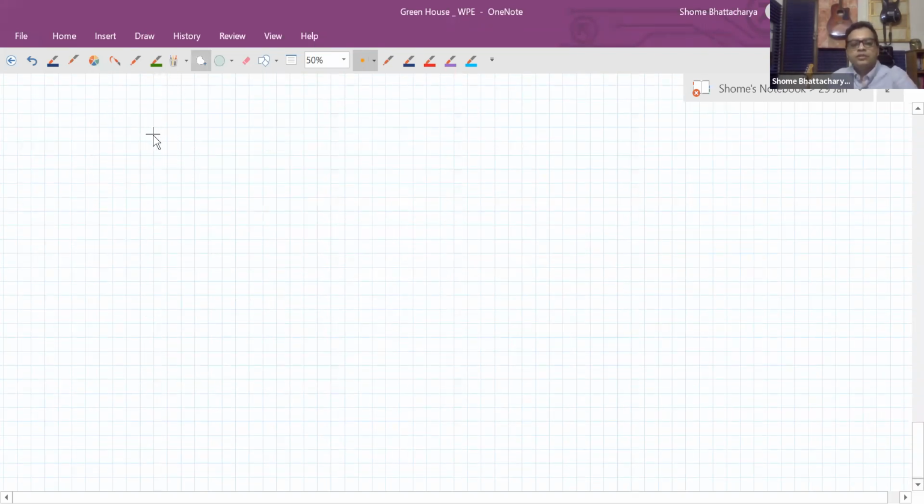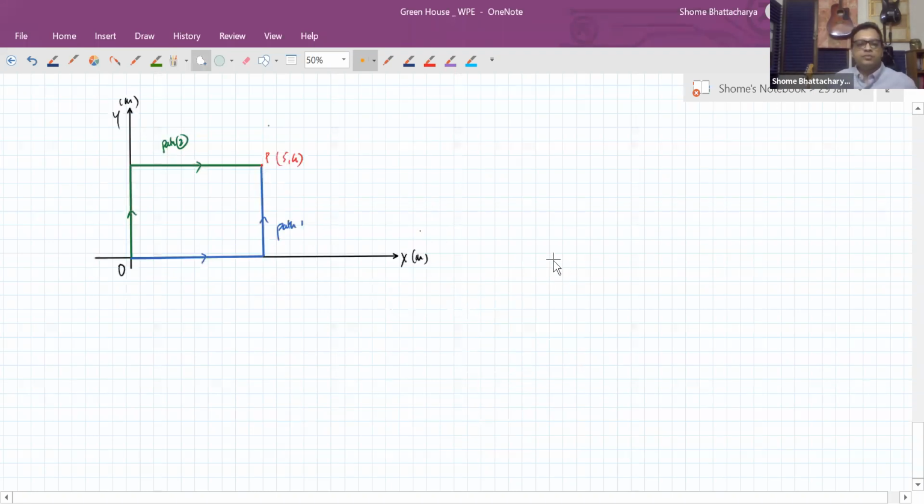So what we will do is we will begin by calculating the work done for path 1. So let's start with path 1. For that, we'll forget about this path for the moment. We'll just concentrate on this path.